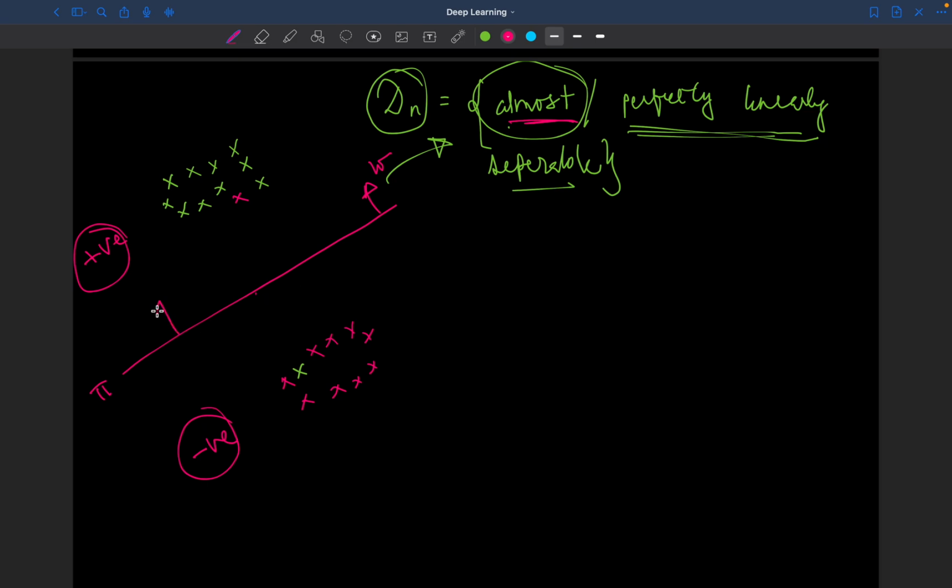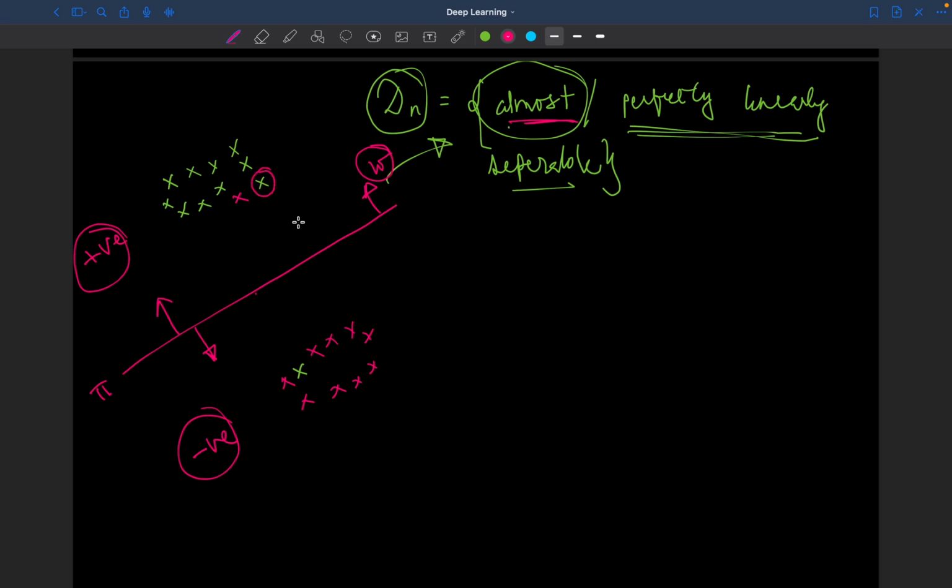So any point that lies towards the direction of the normal is classified as a positive point, and any point that lies away from the direction of the normal is a negative point. So here arise 4 cases.